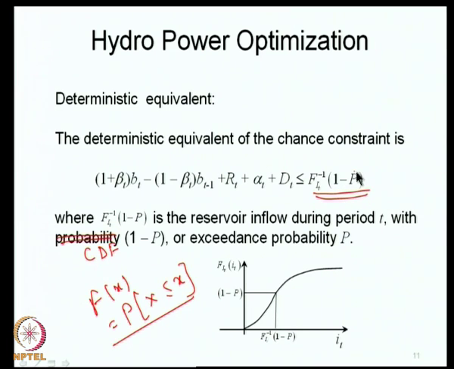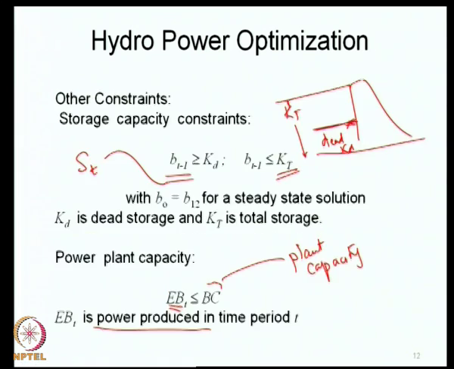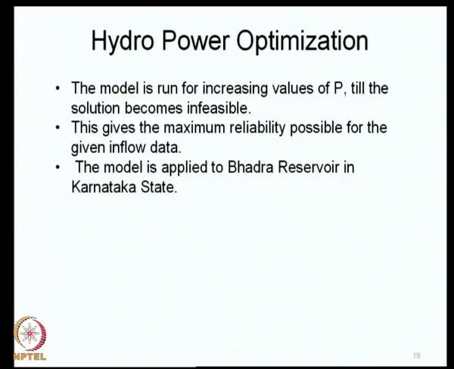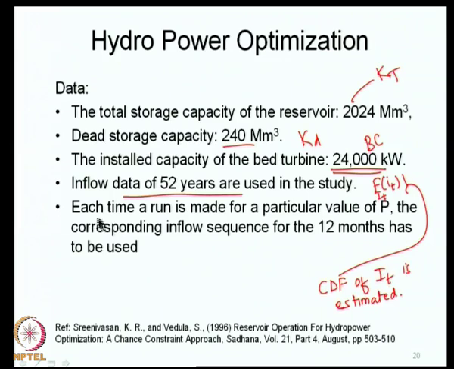So, P is specified, let us say 65%, and therefore, this becomes 0.35. Corresponding to 0.35 in time period T, you will get one value. Time period T plus 1, you will get one value. Time period T plus 2, another value, like this, because you will have different CDFs associated with different time periods. And for the same value of P, you will get a different flow in different time periods, and therefore, for a given value of P, you will have an inflow sequence, and that is the sequence that you will use in your optimization. That is the idea here.